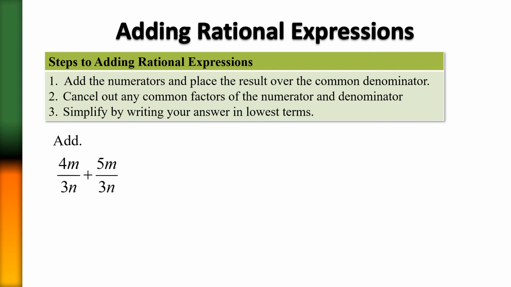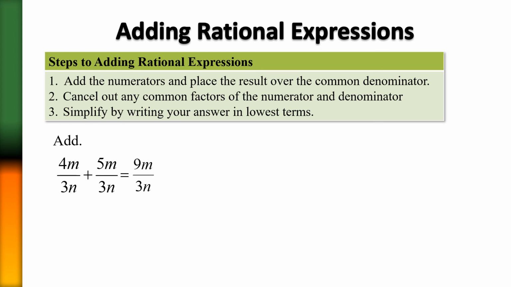So let's begin with step 1. We're going to add the top, the numerator, 4m plus 5m equals 9m. So I'm going to place that 9m over the common denominator of 3n.